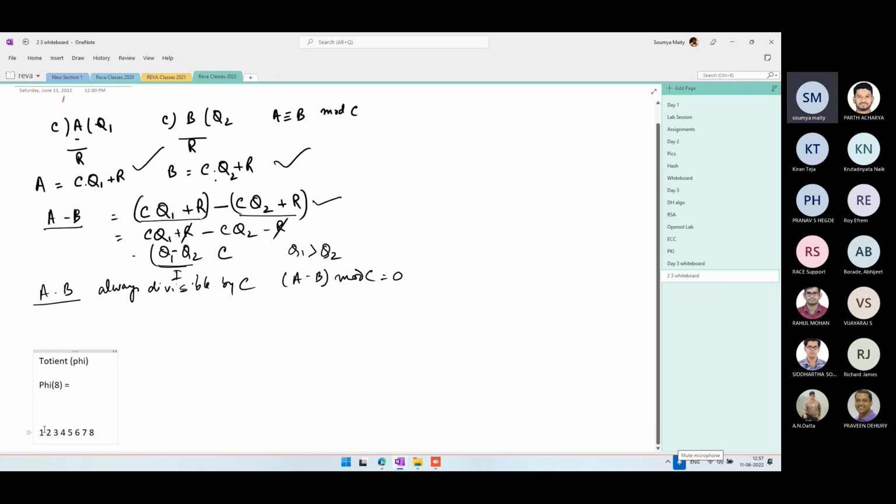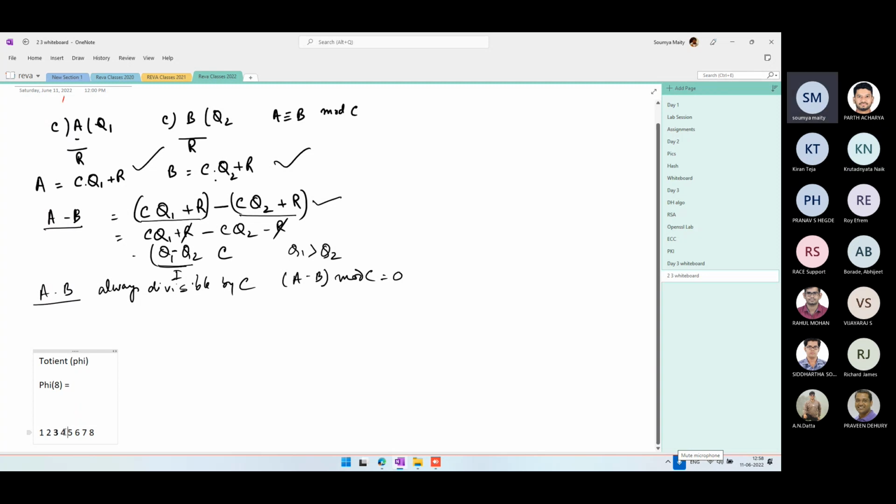Now we will see, for all the numbers 1 to 8, how many of them do not have any factor in common with 8. Is 1 a factor of 8? Yes, 1 is simple. Is 2 a factor of 8? Yes, 8 is divisible by 2. Is 8 divisible by 3? The answer is no. So this is 1.